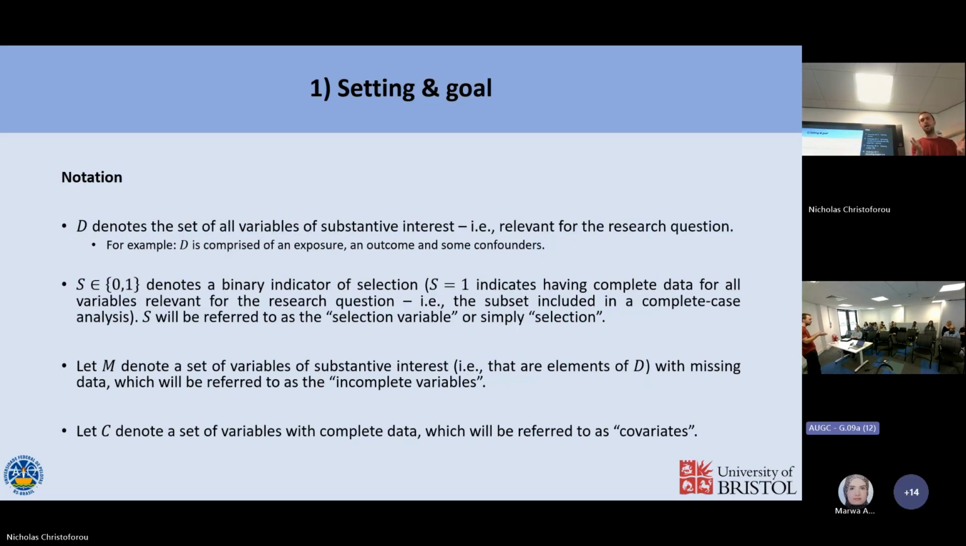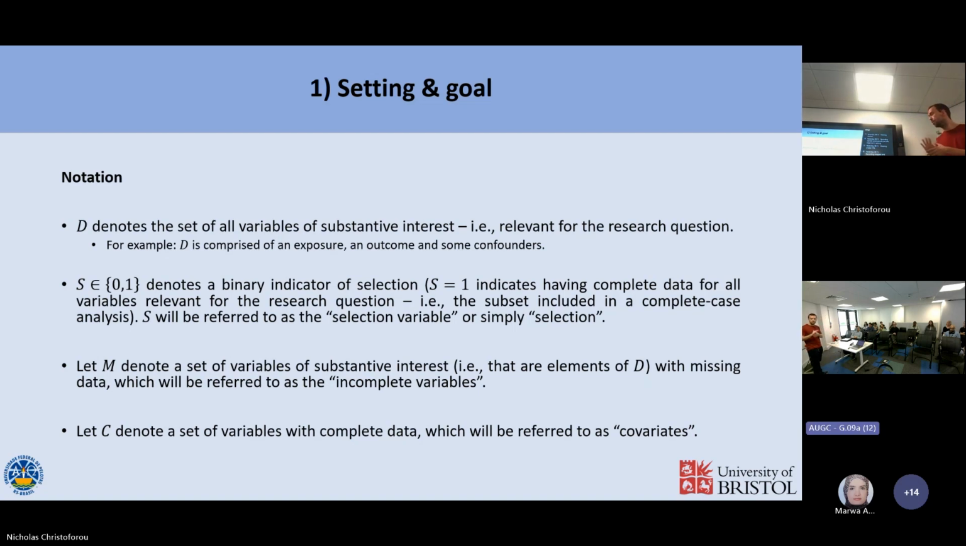It doesn't have to be a causal question like this. I'm just giving an example of what D would be. D would be the set of all variables that you would care to analyze if you didn't have missing data. So ideally, you would have complete data for D. If that's the case, you don't need to pay attention to what I'm going to talk about next. But it's often the case that we have missing data in one or more elements of D, in one or more of the variables of substantive interest.